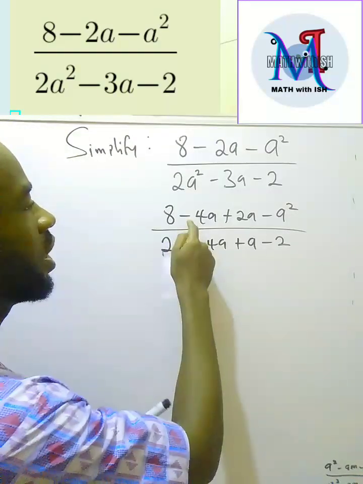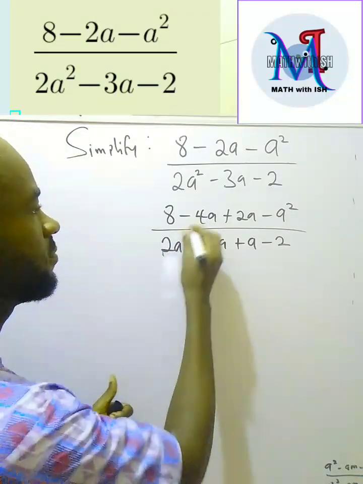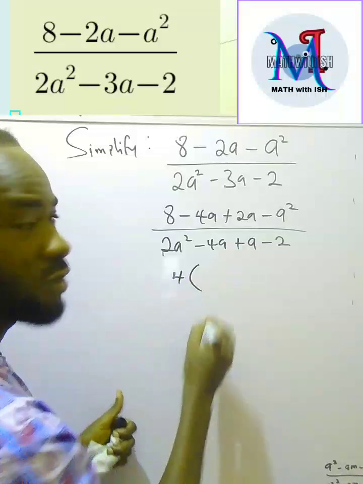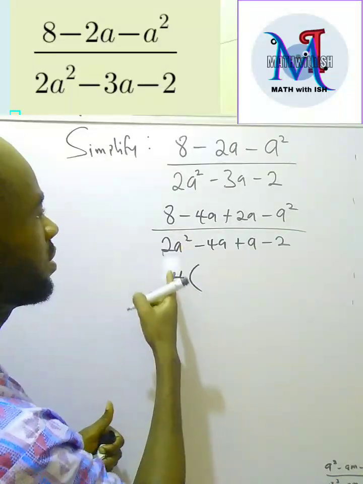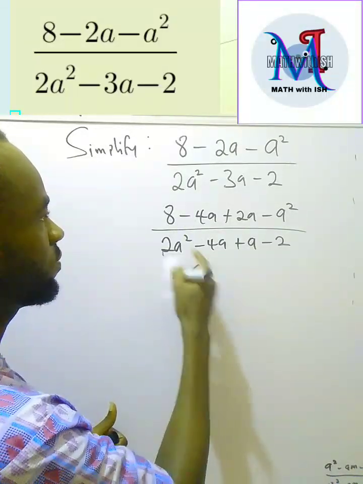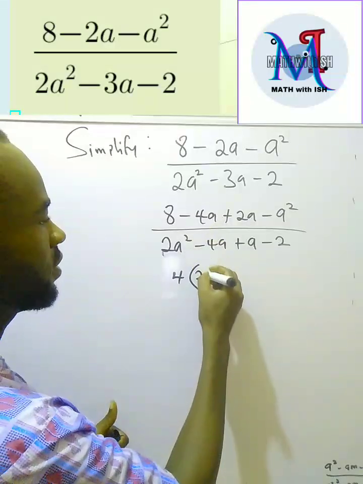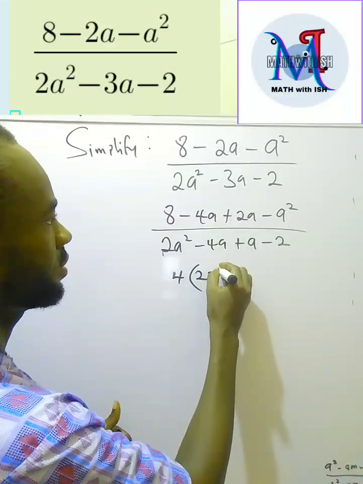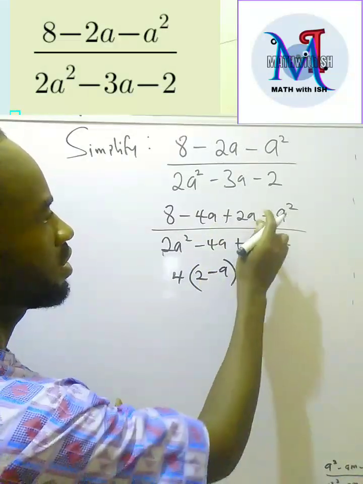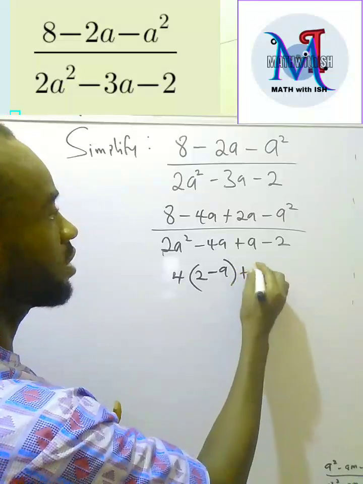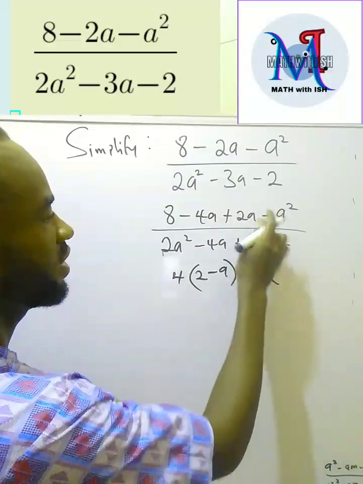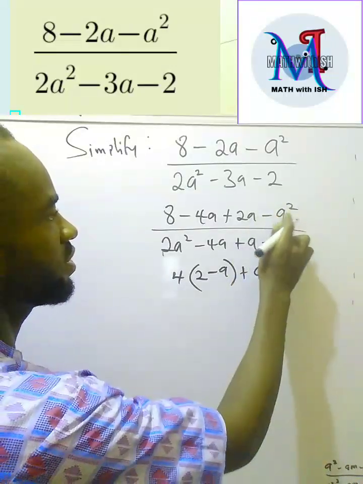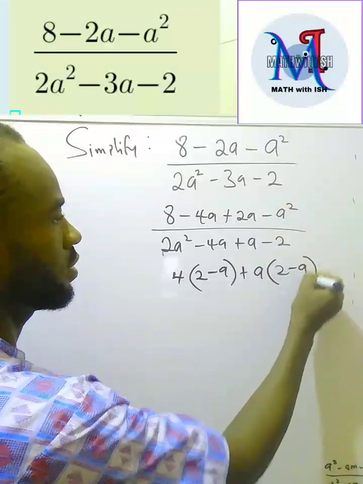Okay, so let's solve this problem now. I'm going to factor out what's common between the first two terms. 4 is common, I bring out the 4, so that I'm left with 4 divided by 8, that's 2, and 4 divided by 4a, that's a. Here, what's common is a: a divided by 2 is 2, and a divided by a squared is a.